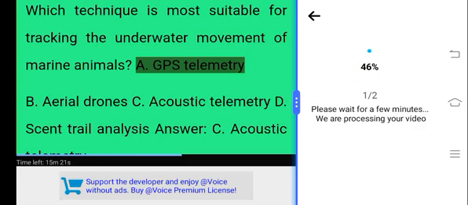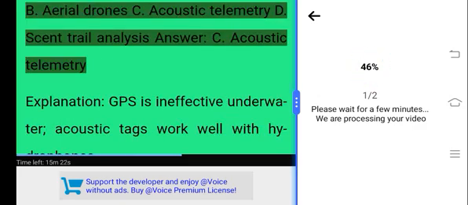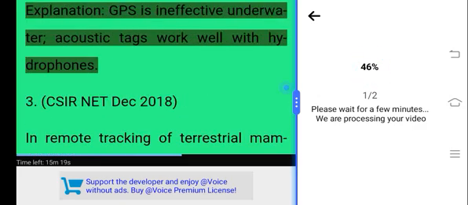A. GPS telemetry. B. Aerial drone. C. Acoustic telemetry. D. Central analysis. Answer: C. Acoustic telemetry. Explanation: GPS is ineffective underwater. Acoustic tags work well with hydrophones.